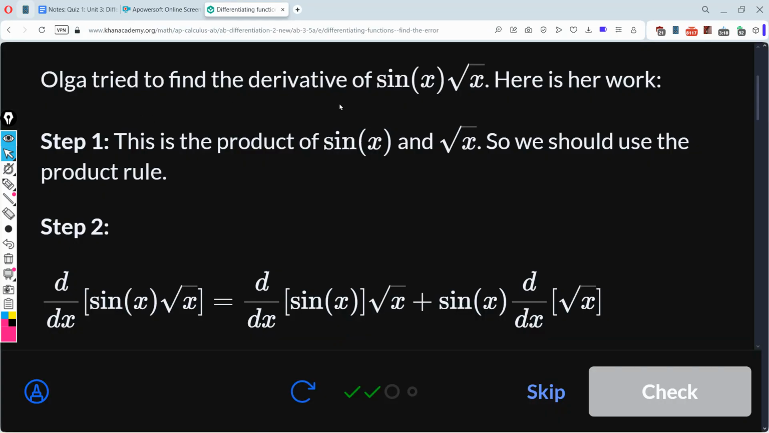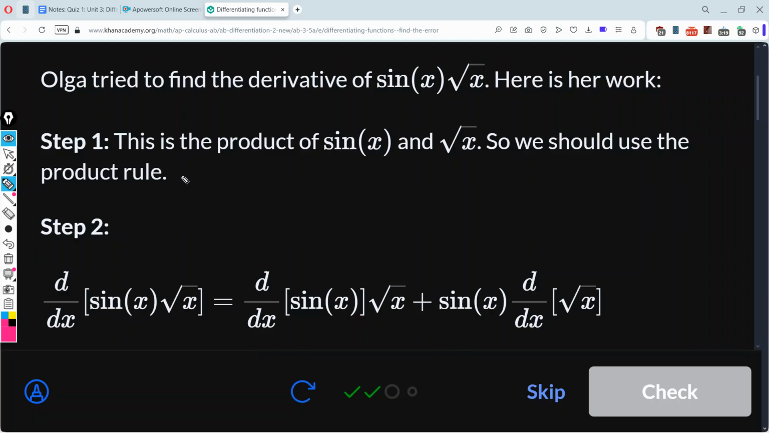All right, Olga tried to find the derivative of sine of x times radical x. Here is her work. This is the product of sine of x and radical x, so we should use the product rule. Yes, that's correct. Okay, this is sine of x times radical x. That is a product, so product rule is appropriate. Step one is good. Step two, okay, she tried to apply the product rule.